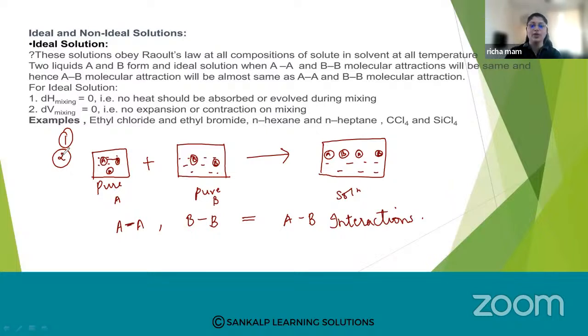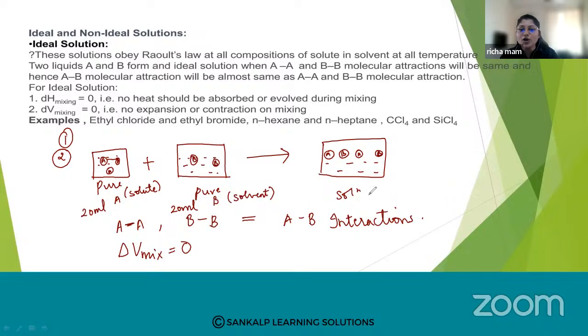Then the third important point in an ideal solution is that delta V mixing is equal to 0. What does this mean? Delta means change. So it is the change in volume after mixing the solute and solvent. Pure A you can take as the solute, and pure B is your solvent. Suppose I take 20 ml of pure solute and 20 ml of pure solvent. Then what happens after mixing?